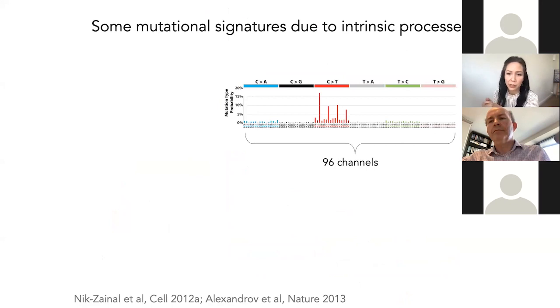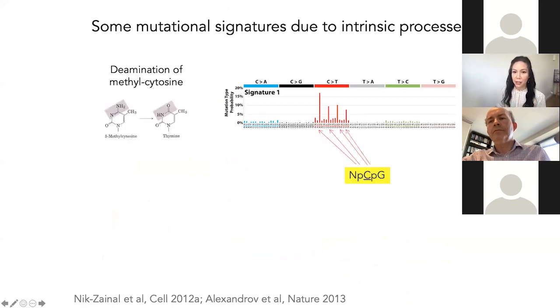So historically, during my PhD, we presented signatures like this. These are base substitutions for the simple reason that base substitutions were the easiest class of mutation to call. So we present substitutions as 96 channels because for every base, we take the neighbors into account. But this is just to show you that the signatures really have characteristics that are recognizable.